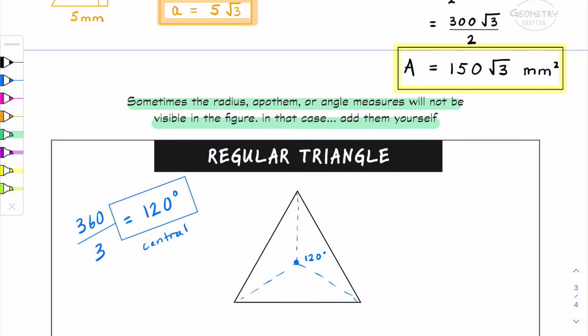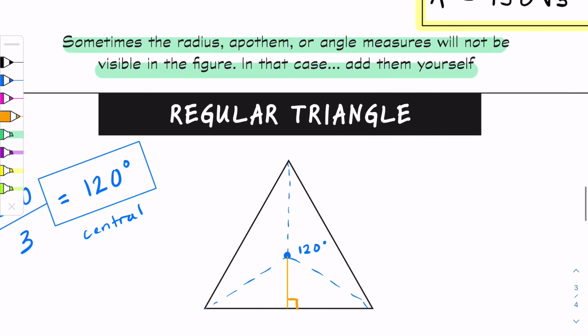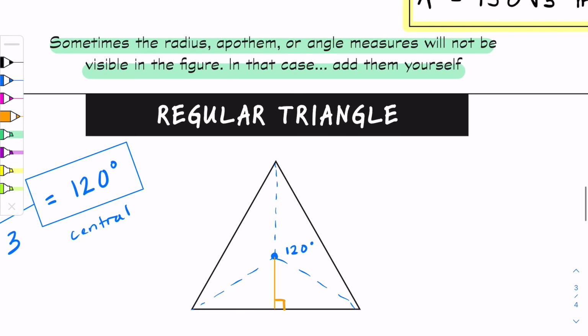Next, we would need to add in the apothem. And the apothem is always the length from the center to a side of the figure. Remember that the apothem creates a right angle at the bottom. And if this entire angle is 120, then that means half of this angle would be 60. And now you created yourself a 30, 60, 90 triangle.